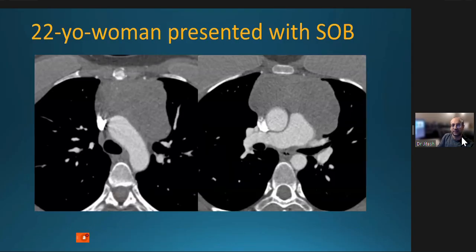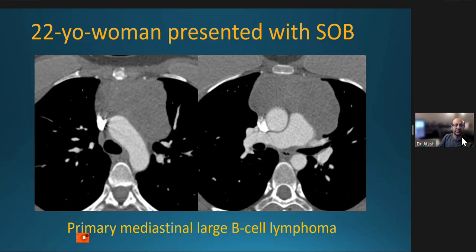Now, this is another young patient with shortness of breath. We can see there's a mass in the prevascular mediastinum. Looks like a little bit of lobulation in this homogeneous mass. The patient does not have any other symptoms. In this patient, the diagnosis was made on a biopsy.